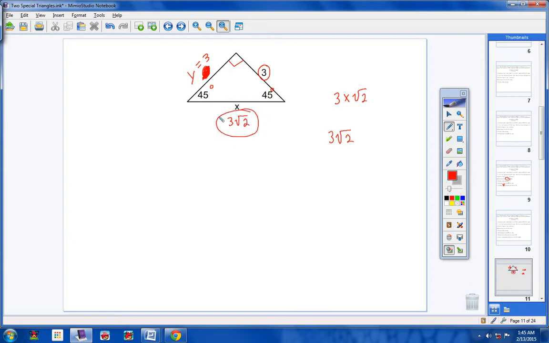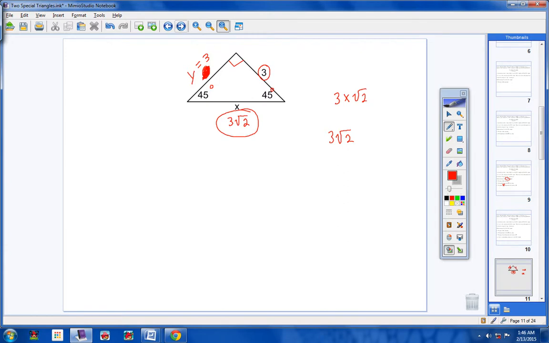I'm telling you, today's lesson is not difficult, but it's so important for trigonometry later, okay? So if you know one leg in a 45, 45, 90 triangle, the other leg's congruent, and the hypotenuse is the leg times the square root of 2.